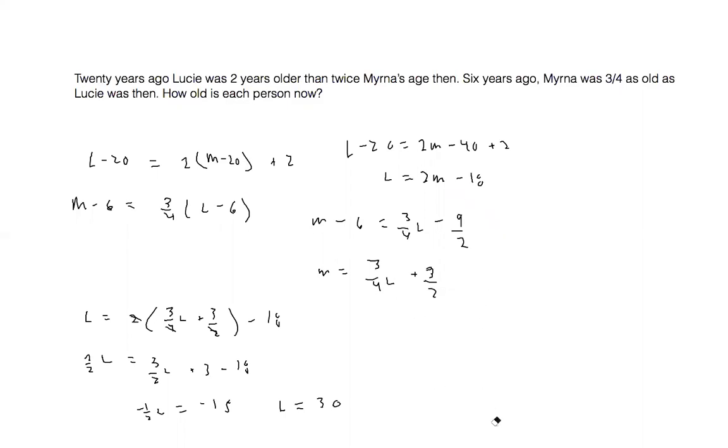So if I plug it in there, I'm going to have M equals 3/4 times 30 plus 3 halves. Now let's cancel out both of these, share a 2. It can't quite go evenly, so that's going to be 15 halves. So 3 times 15 is going to give me 45 halves plus 3 halves, which total is going to give me 48 halves. And 48 divided by 2 is going to give me 24 for Myrna's age. So L is 30, M is 24.